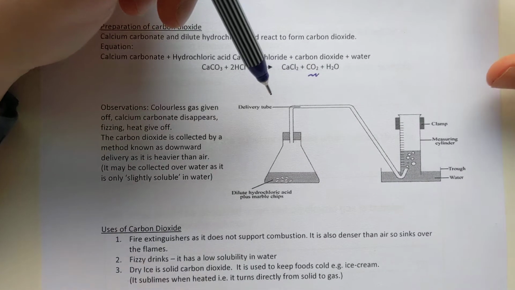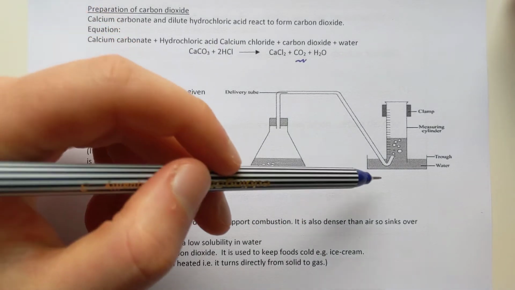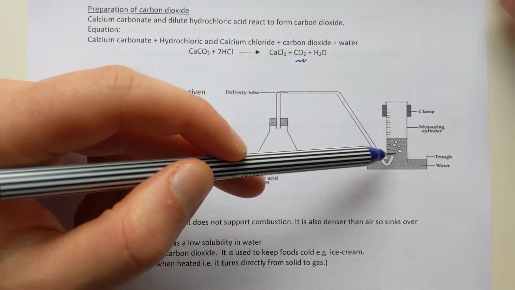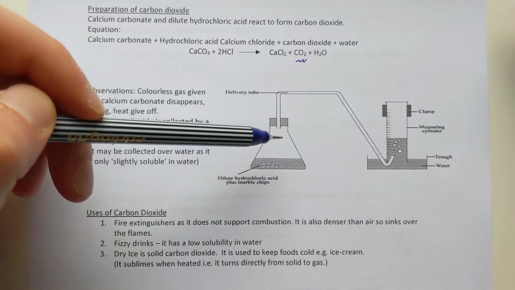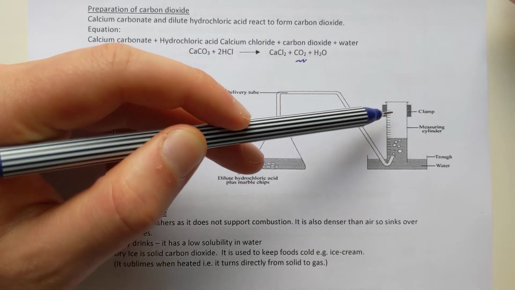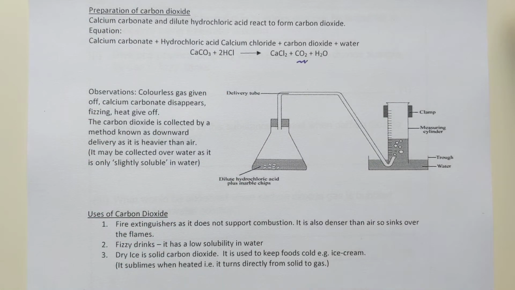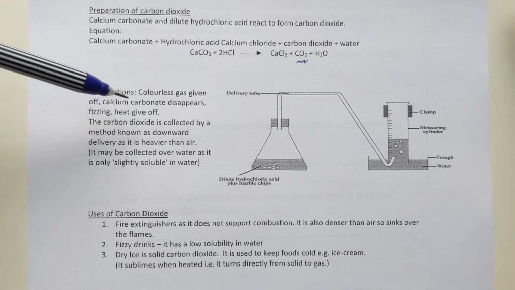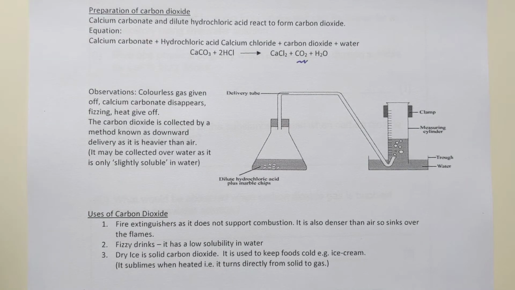Again, how do we trap that gas? Same as before, we use downward displacement of water. This diagram here, maybe I don't like it as much as the other ones. We probably should have a beehive shelf here and maybe a gas jar rather than a measuring cylinder, but it gets across the same idea. This is filled with water. The carbon dioxide is going to bubble through the delivery tube, get to the top of the gas jar and push out the water that was inside it, so that's known as downward displacement. Observations: you get a colourless gas, you get fizzing, the calcium carbonate will disappear and heat will be given off. So that's how you make carbon dioxide.